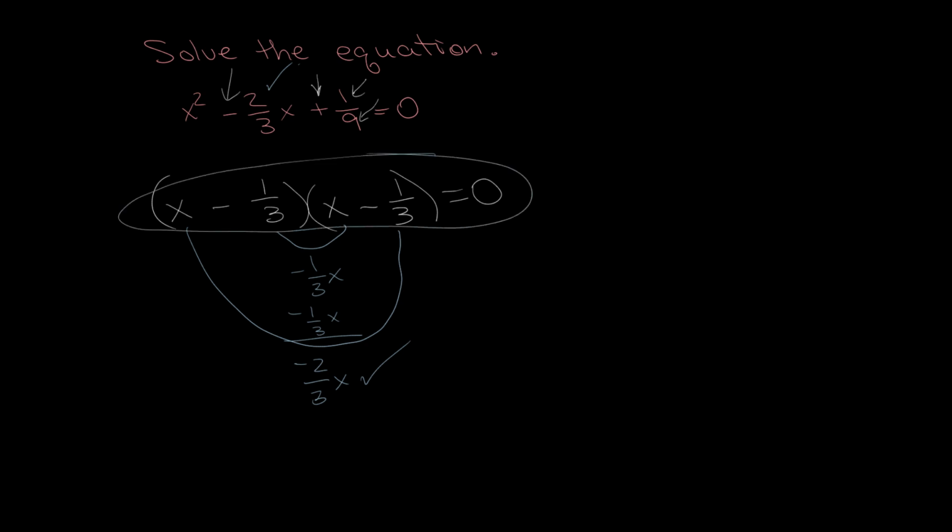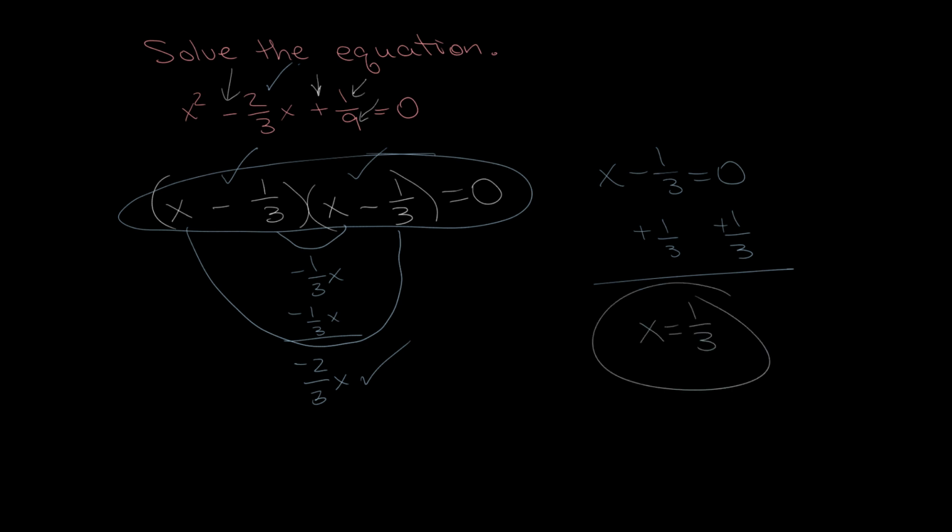But again, this is not my answer because I'm solving it. So if I set these up, because the first parentheses and the second parentheses are the same exact thing, I don't need to write it both times. I can just write it once. So if I'm solving for x, I would add 1/3 to both sides, and I would get x equals 1/3. And that would be my final answer.